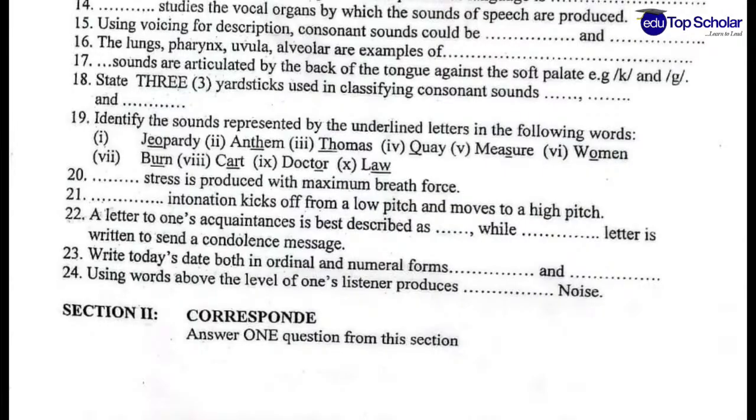Okay, so number 20, dash stress is produced with maximum breath force. What is stress? Without your knowledge of syllable, you will not understand stress. Like I told you, syllable is the smallest pronounceable unit of a word. Any word you write will have a number of syllables. Some words have only one syllable. We call them monosyllabic words, for example, go, sing, sit. But there are some words that have more than one syllable. For example, teacher has two syllables. First syllable, second syllable.